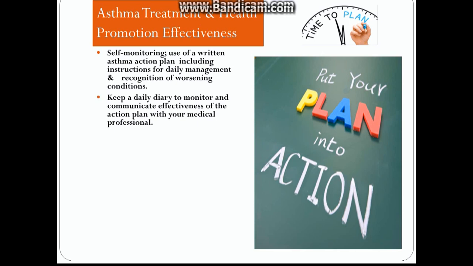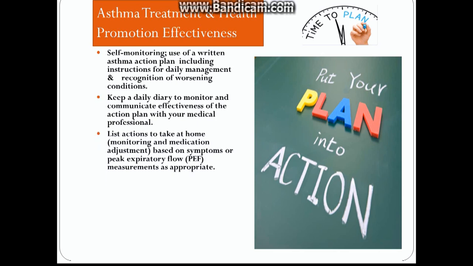You need to keep a daily diary to monitor and communicate the effectiveness of your action plan with your medical professional. So when you go to your doctor, your primary care physician, he needs to give you an action plan that tells you what to do when your peak flow meter numbers are worse. You're going to have a baseline, and then on the days you're not doing well, you can look at those numbers and compare them and decide what medications you need.